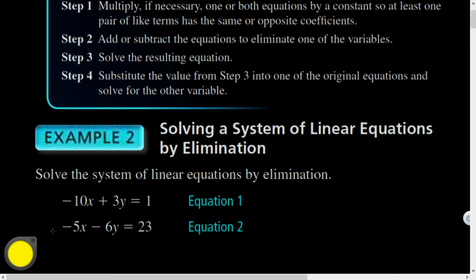To solve the system, if I was to try to add these together, when I added these terms, I would have gotten negative 15x. That doesn't get eliminated. If I was to add these terms, I would have gotten negative 3y, not eliminated. So I can't just do step 2 until I have opposite coefficients for one of the pairs of like terms or variables. So that's what step 1 is. It says multiply, if necessary, one or both equations by a constant, so at least one pair of like terms has the same or opposite coefficients.